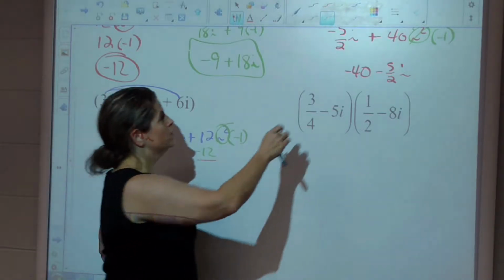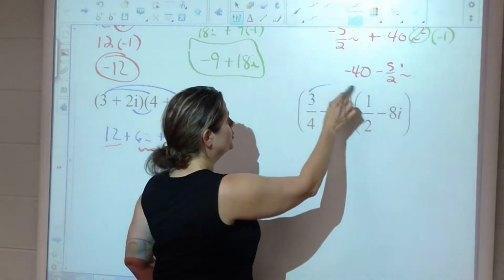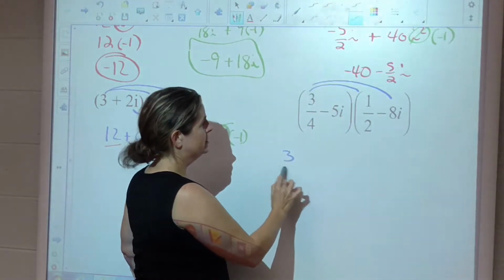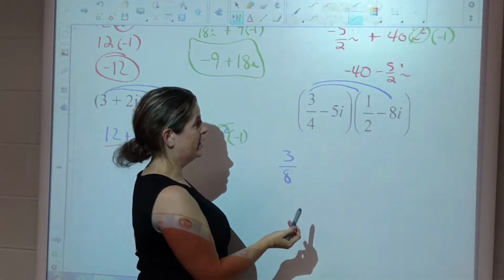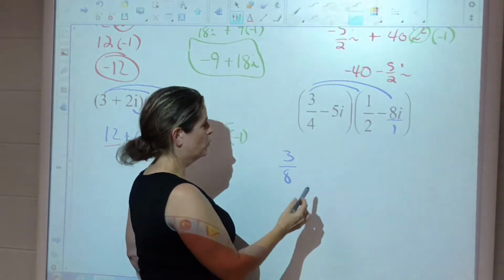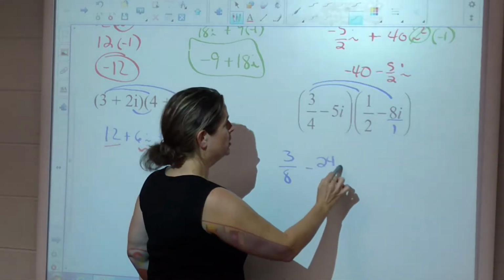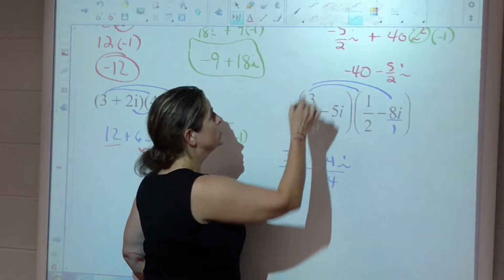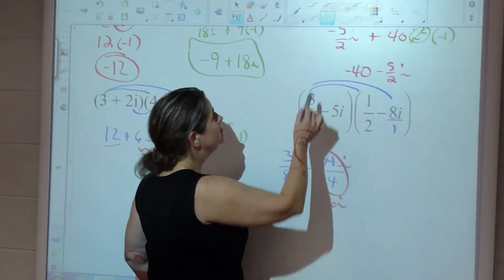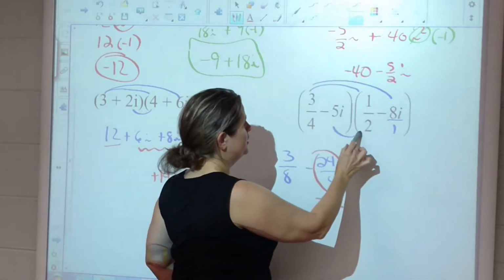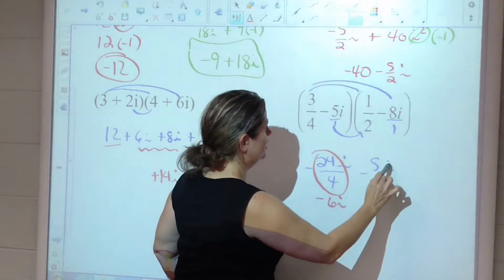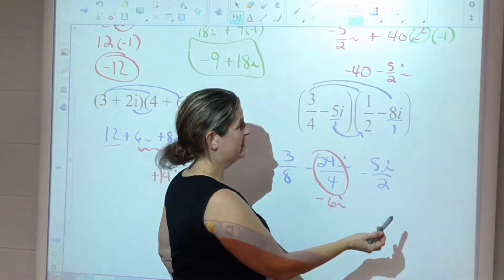On the last one, just fractions, no big deal. You're distributing again. So that winds up being numerators multiply, denominators multiply, so that's 3/8. When I multiply 3/4 times 8i over 1, that gives me a -24i over 4, which hopefully you recognize that will reduce. That'll be a -6i. And then distribute the -5i, so that's over 1. -5i over 2, or 5/2 i.